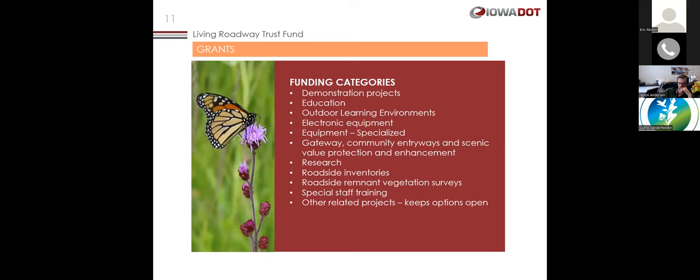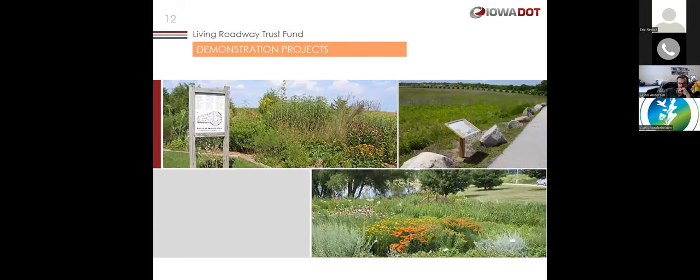And so there's a number of categories that can be funded through the LRTF grant program. I know a lot of counties go after the specialized equipment, and that's very important, but there are a number of other things that you can apply for that might be useful to your IRVM program. So I'll give a brief overview of these categories next. There are demonstration projects. These must be designed to show the positive aspects of IRVM and document the benefits of using native plants in roadsides. These projects should be highly visible and allow for an educational component such as signage.